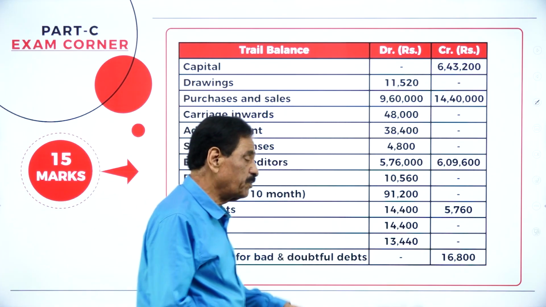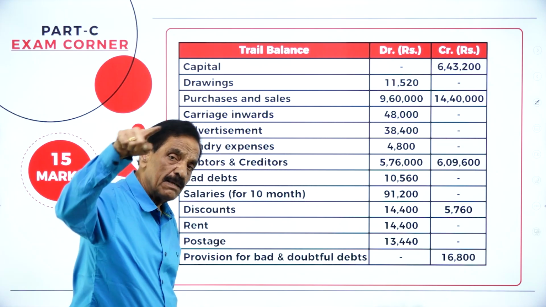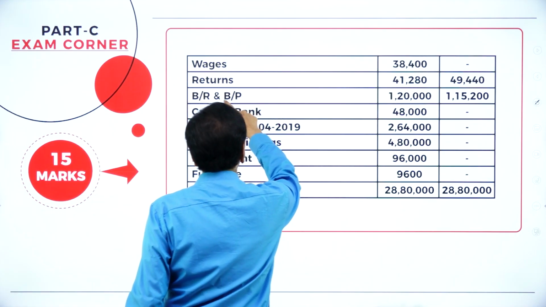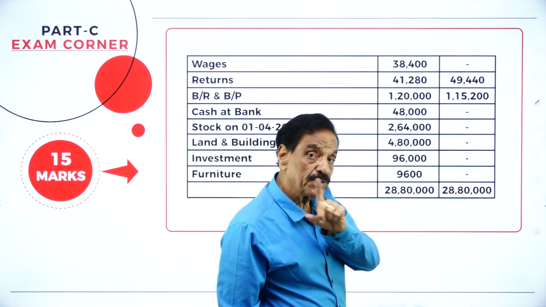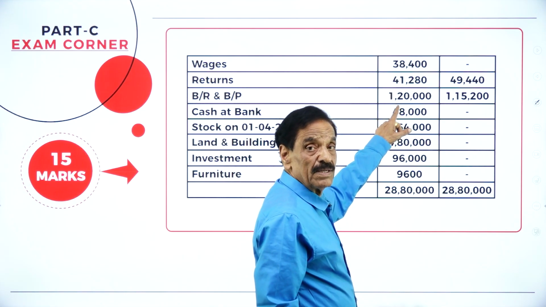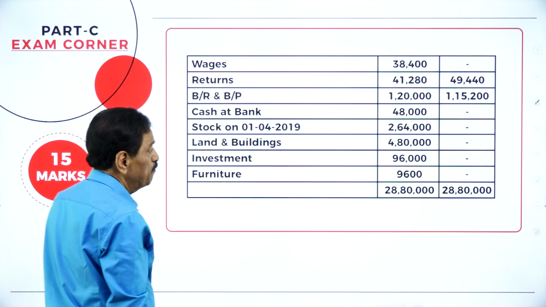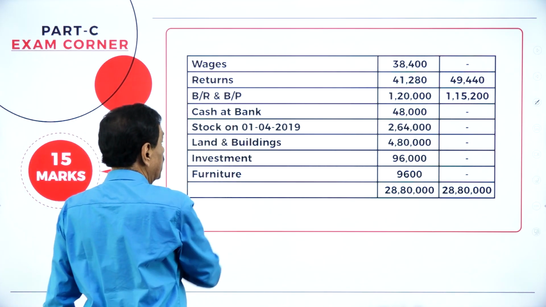Provision for bad and doubtful debts is nothing but old RBD. That is nothing but bad debt plus new RBD minus old RBD. Wages will come in the trading account. Returns means debit side sales return, credit side purchase return. BR and BP. BR is asset, BP is a liability. Cash at bank is asset.